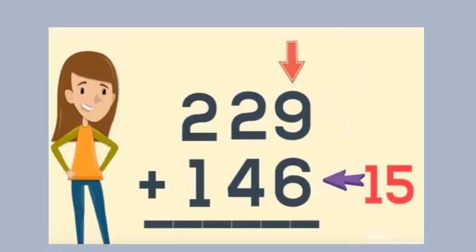Perfect. 9 plus 6 gives me 15. What do you think? Shall I write the whole 15 under the number 6? Why not? You're perfect. Yes, we should not write them all there because 15 is a two-digit number which has tens and ones. And under 6, I just have to write the ones.